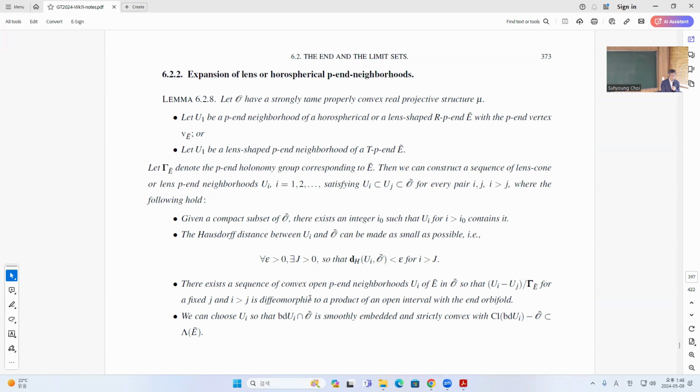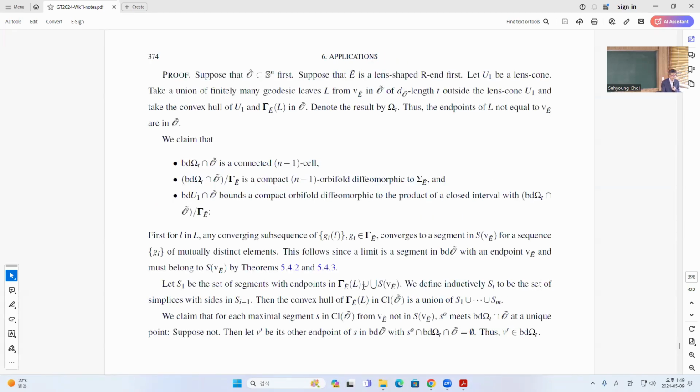And so if you remove some U_i U_j, then this is just a product of an open neighborhood times the orbifold. And so we can choose this B_i so that this is smoothly embedded and strictly convex with respect to these. And then the boundary is always in the lambda of this E, the limit set. Okay.